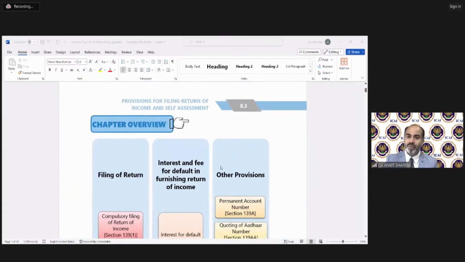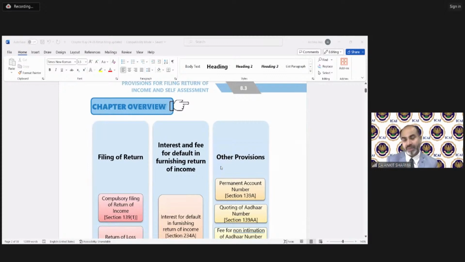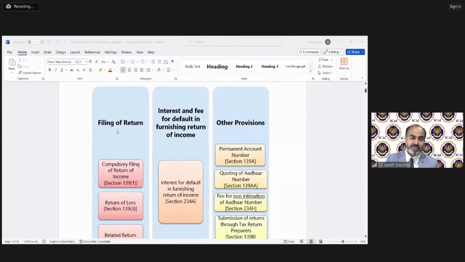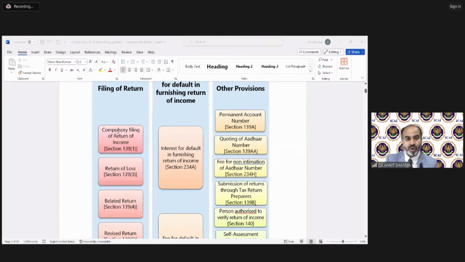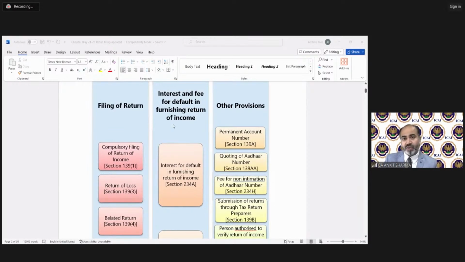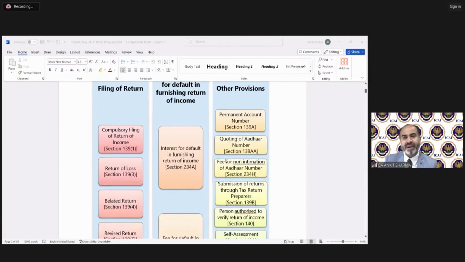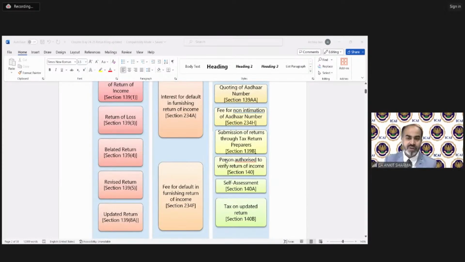Chapter 8, chapter overview. What we are going to cover in this chapter, there are 3 parts. In the first part, we are going to see the filing of return, that is compulsory filing, return of loss, belated return, etc. Interest and fee for default in furnishing return of income. So if we do not furnish our return of income on time, what will be the interest and fees that are going to be charged. Other provisions regarding the PAN number, then Aadhaar number, etc. So these are the provisions we will be discussing in chapter number 8.